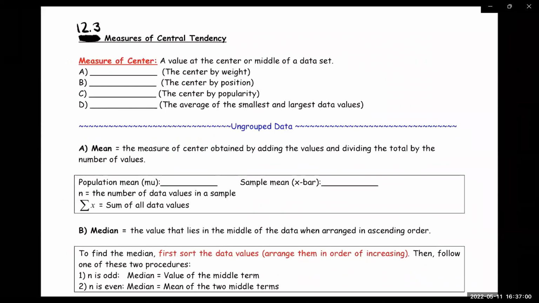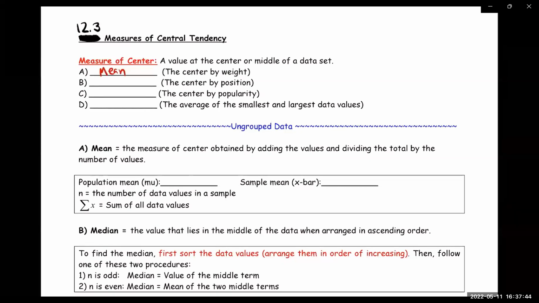So this one is called the measures of central tendency. So this is where we're going to talk about mean, median, mode. Those are the measures of center of tendency. So let's look at what these definitions are. A value at the center or middle of a data set. The center by weight would be the mean. And then the next one says center by position. That's going to be median.